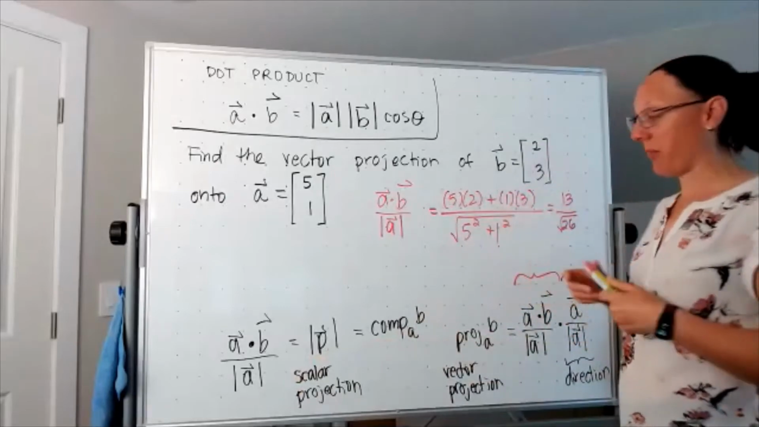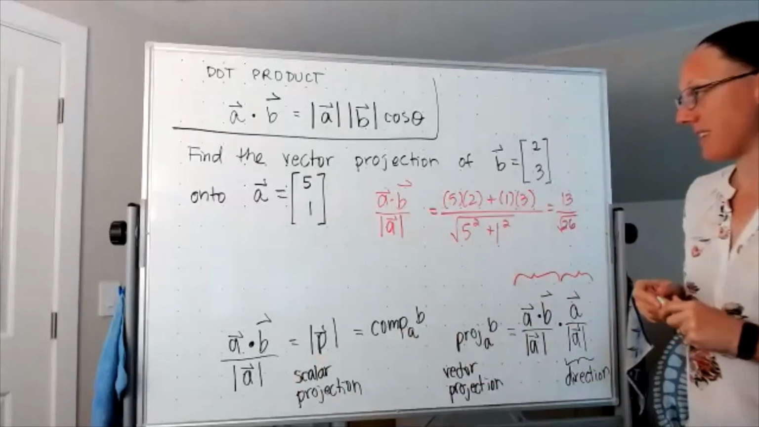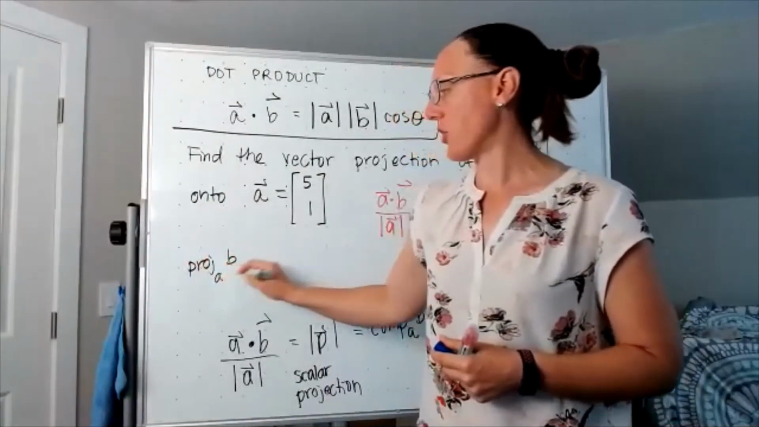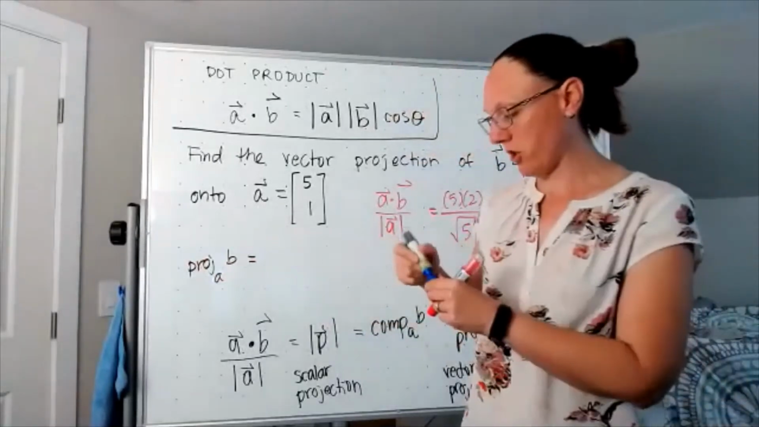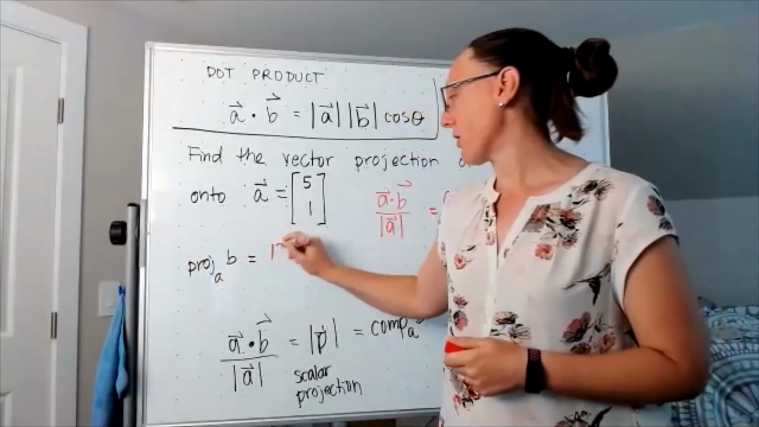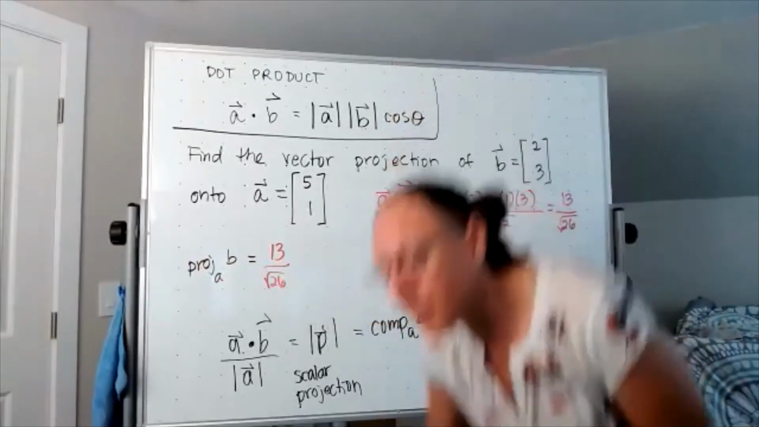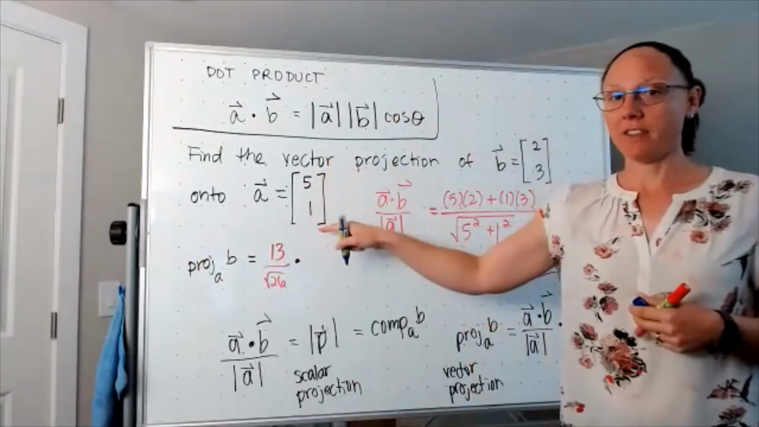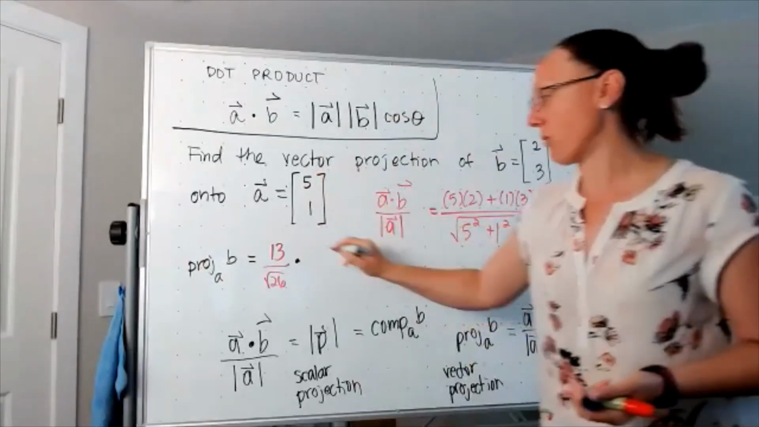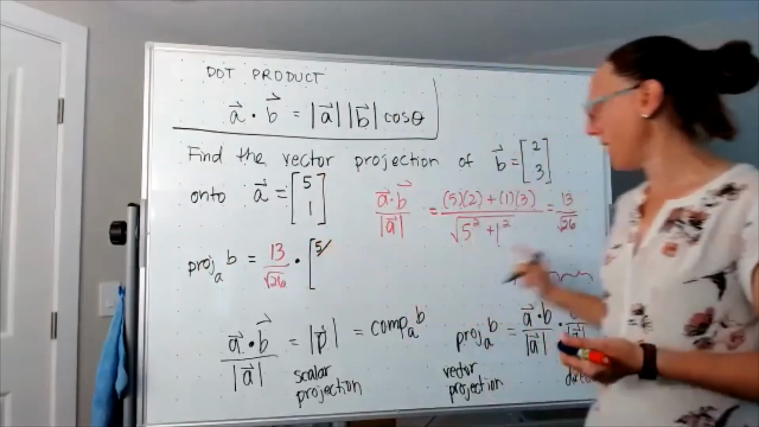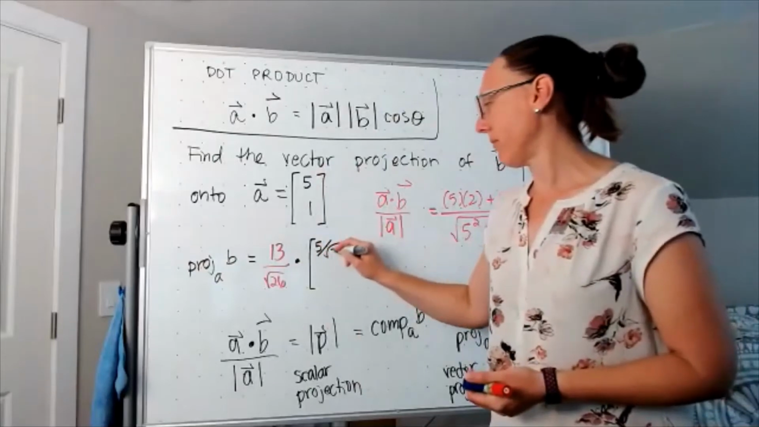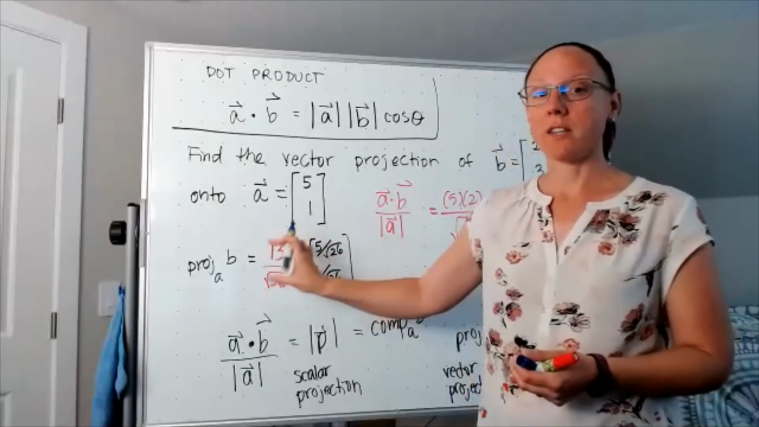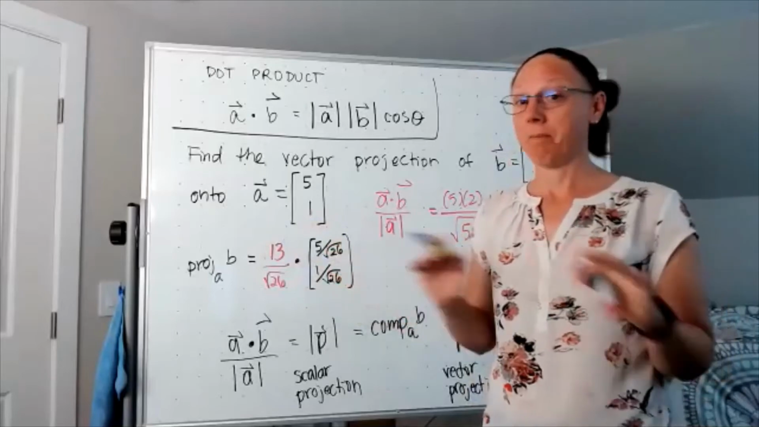Now, to answer the final question about the vector, I'm going to say my projection of B onto A is equal to the scalar component we just found, 13 divided by the square root of 26, times my unit vector of A. Since A is currently the vector 5, 1, to make it a unit vector or a direction, I would divide each component by the length of A. We can leave it like this or distribute the 13 over square root of 26 in. It actually doesn't matter.